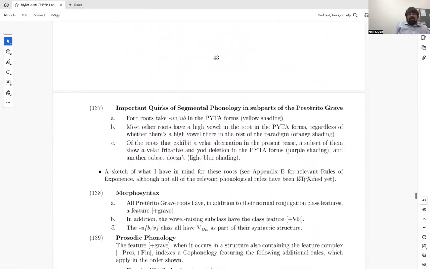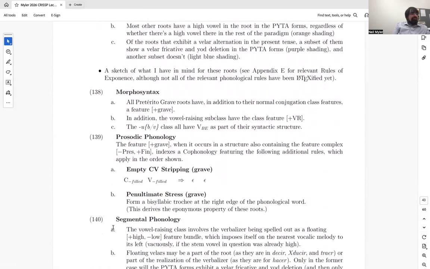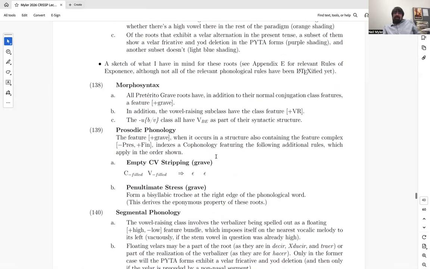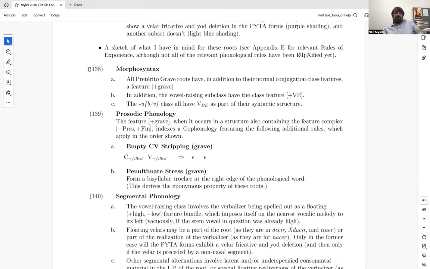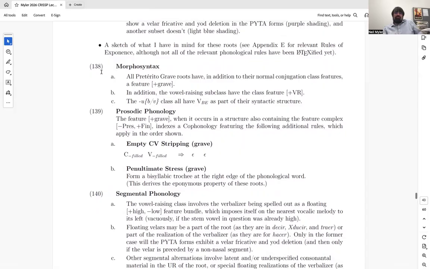And I've got a sketch of what I have in mind here in the remainder of this little appendix. And you can see Appendix E for relevant rules of exponence, although not all of the relevant phonological rules have been LaTeXified yet, so they don't appear. But here's basically what I have in mind. So morphosyntax-wise, this is in my 138.